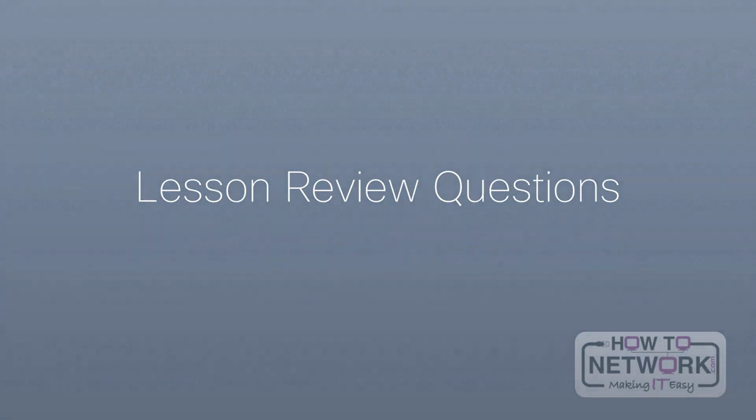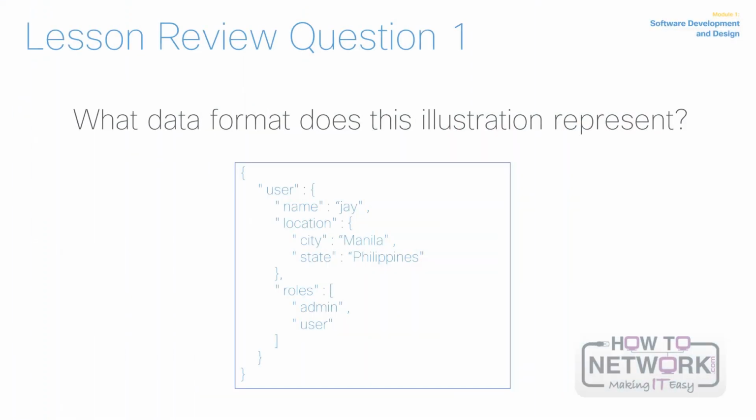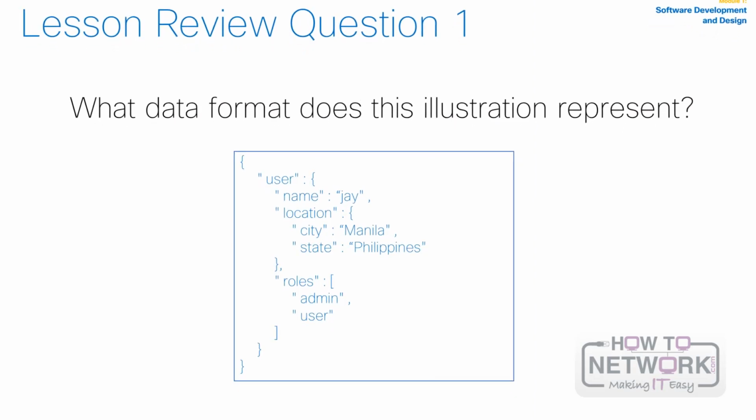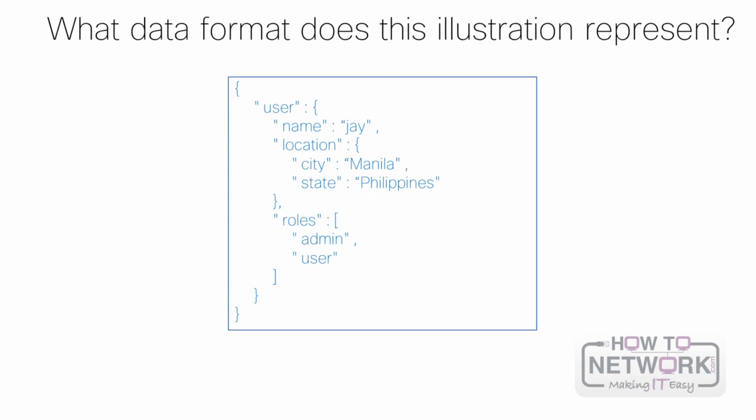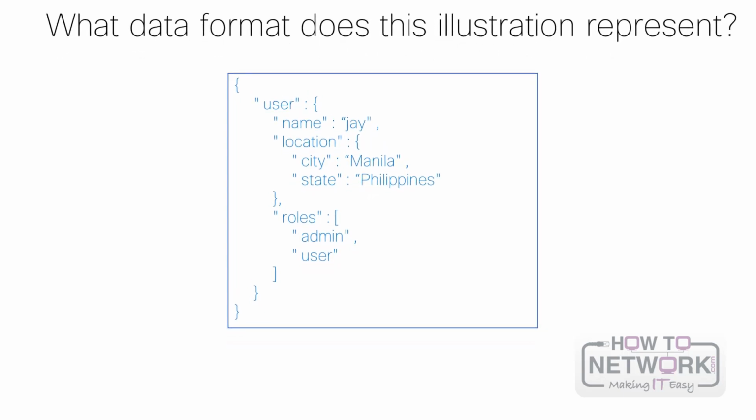Now let's move on to the lesson review questions. First question is, what data format does this illustration represent? If your answer is JSON, then you got it right. Remember, JSON is composed of curly braces, square brackets, and quotations in its syntax.